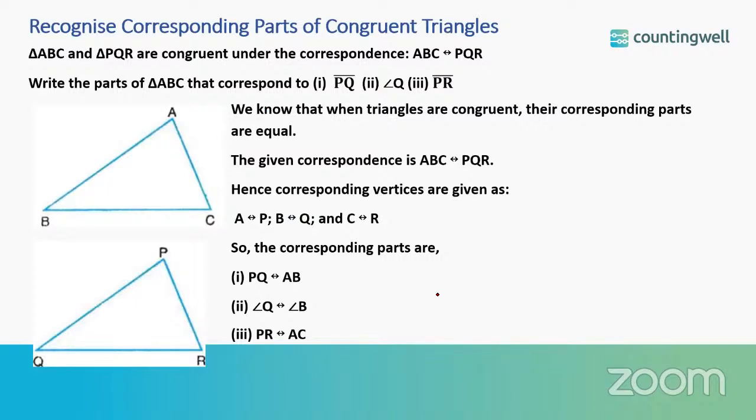Now, we know that when the triangles are congruent, their corresponding parts are equal. What is the correspondence given? ABC corresponds to PQR. This means A corresponds to P, vertex B corresponds to Q, vertex C corresponds to vertex R. So the corresponding parts are: side PQ corresponds to AB, angle Q corresponds to angle B, side PR corresponds to side AC. So this is our solution.